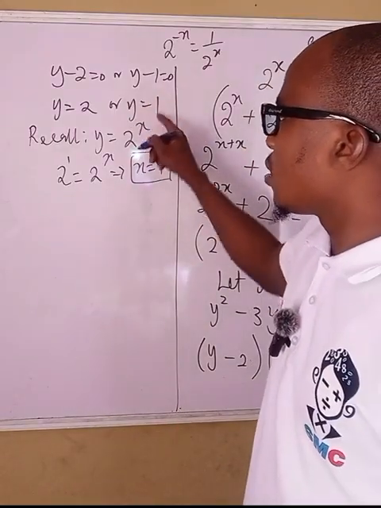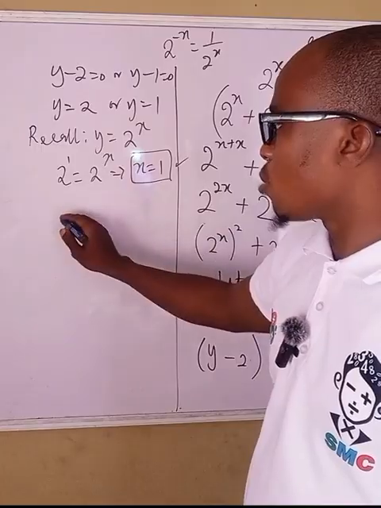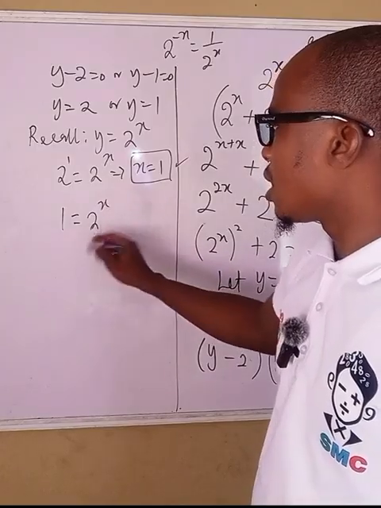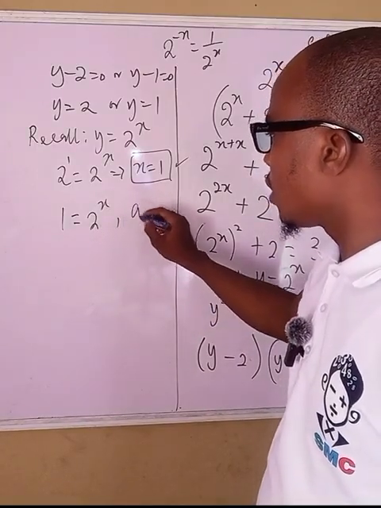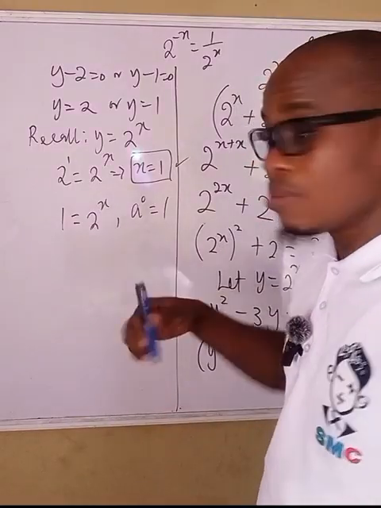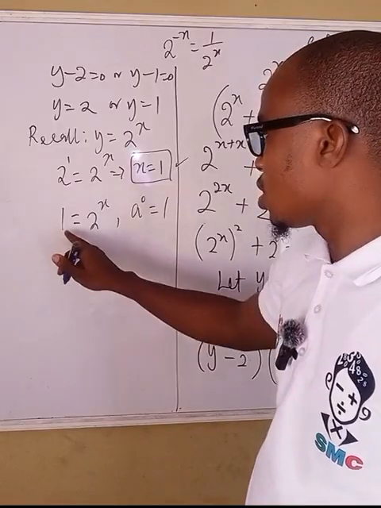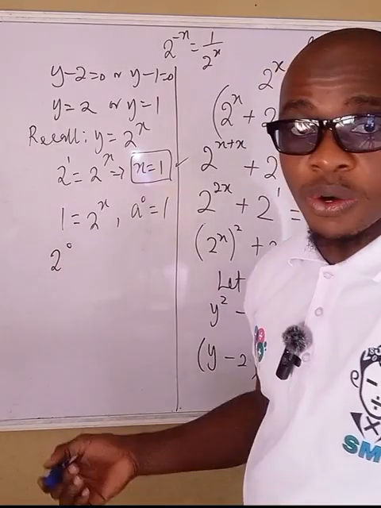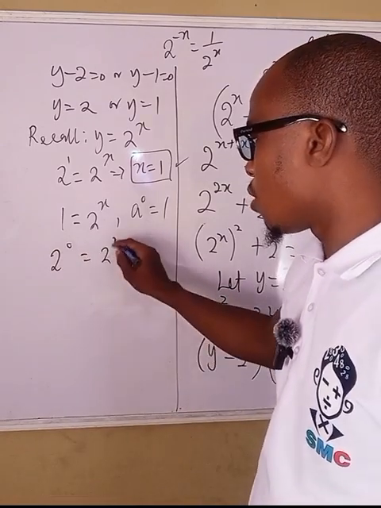So we have one solution, x equals 1. Then we also have another value of y. When y equals 1, we're going to have 1 equals 2 to the power of x. And recall that when you have a to the power of 0, this will give us 1. Any number raised to power 0 will give us 1. So here we can now replace 1 by 2 to the power of 0, then it's going to be 2 to the power of x.